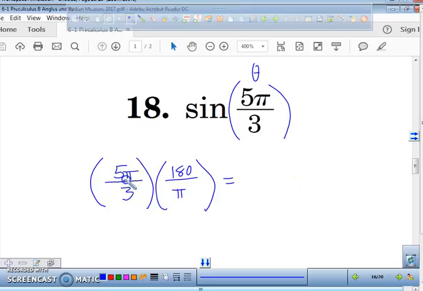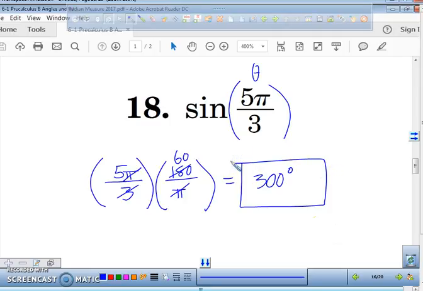Oh, what's going to happen to the pi's? They cancel out. 3 goes into 180 60 times. 5 times 60 is 300. So if you had a graphing calculator, you could probably get 300 with relative ease if you just type it in. So where are we at on the unit circle? We're at 300 degrees.